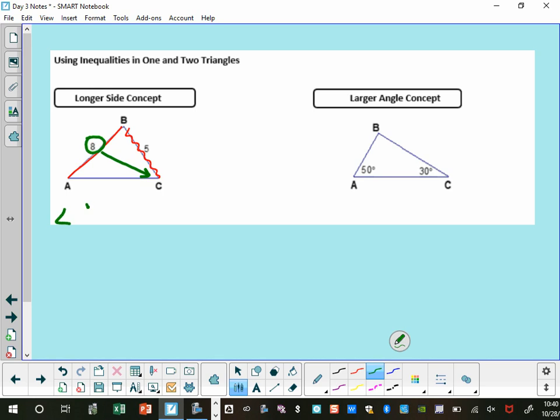Angle C. Okay, so that means that with my side of 5, which angle is going to be smaller? A. So what I want you guys to write is angle C is larger than angle A. So typically when we're talking about sides, it's in length. So we're saying longer, shorter. When we talk about angles, it's size, so we're talking larger, smaller.